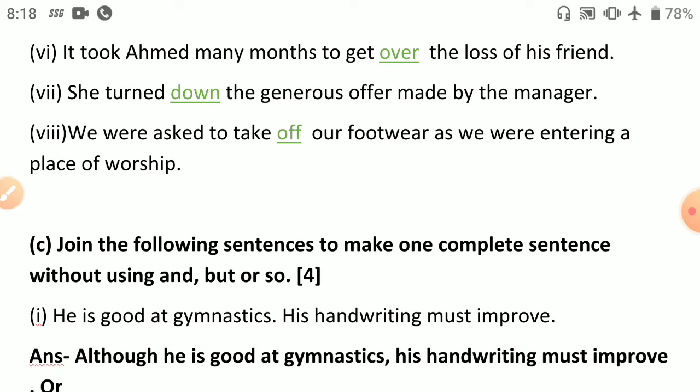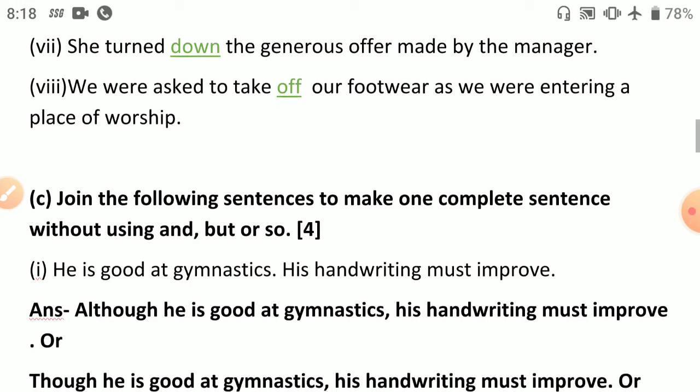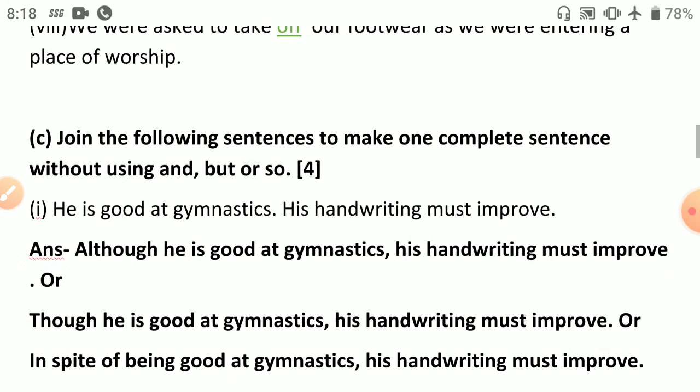So you cannot say here you are removing. You are removing the footwear from your foot. So remove your footwear basically. So take off. Take off your socks, take off your footwear. Okay, that's what it means.